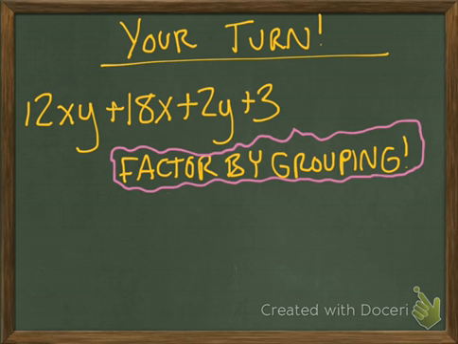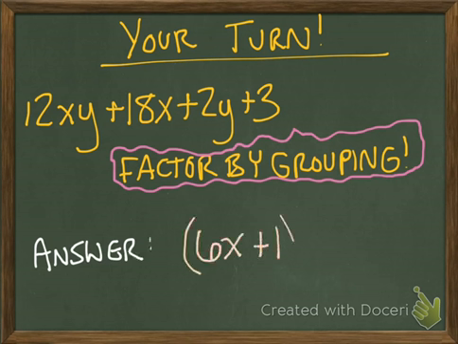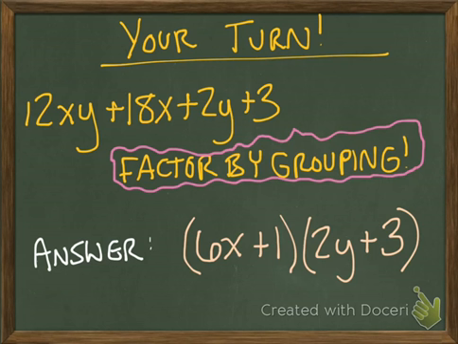Alright, since you've restarted the video, I would like to show you that the answer is 6x plus 1 times 2y plus 3. If you made a mistake or you're not quite sure how that answer could come from this expression, I would like for you to ask your teacher for help.